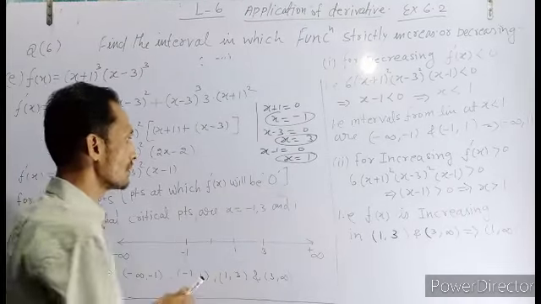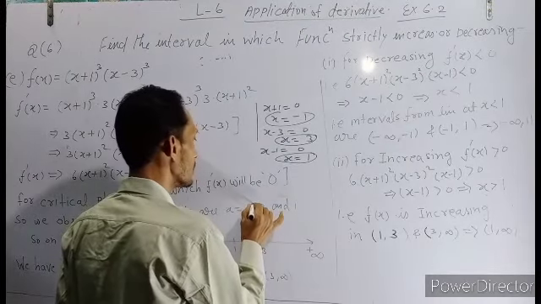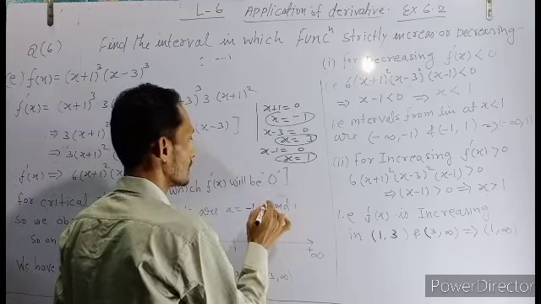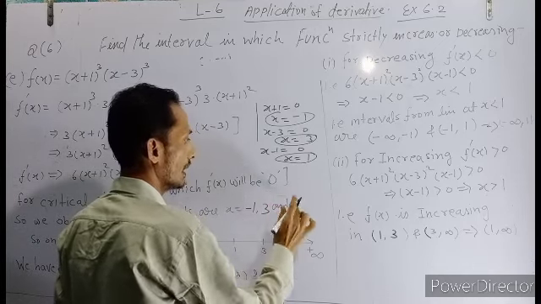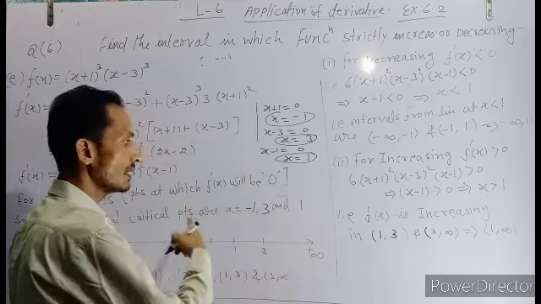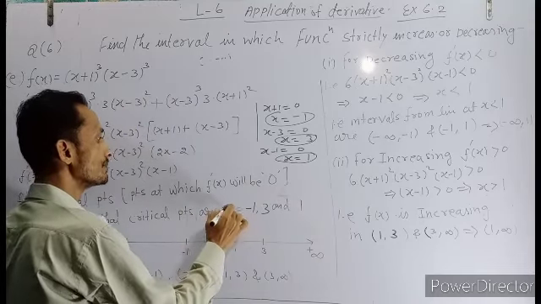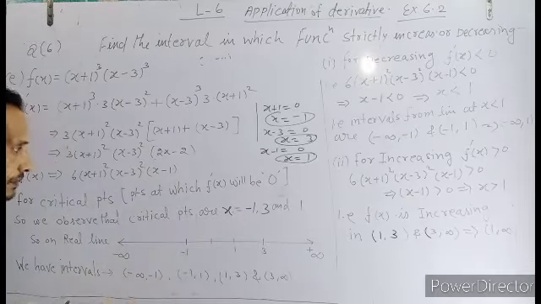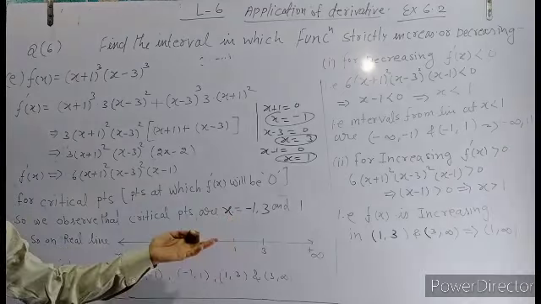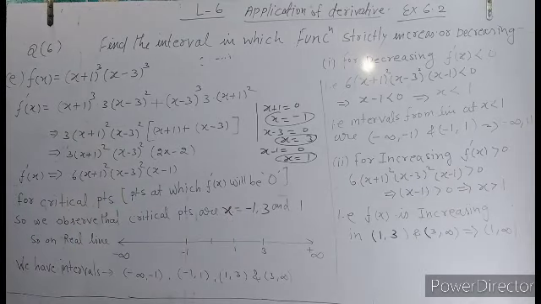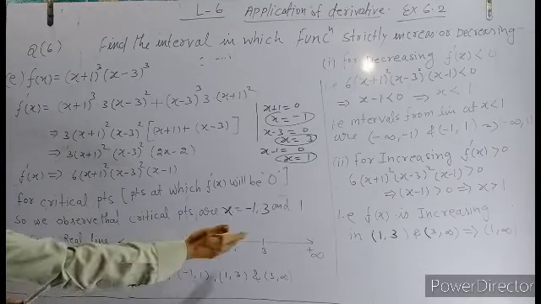Minus 1, 3 and 1. These are the critical points for x. The function is given in x, so we have to find the values of x at which the function's first derivative will be 0. So we have to mark them on the real number line.